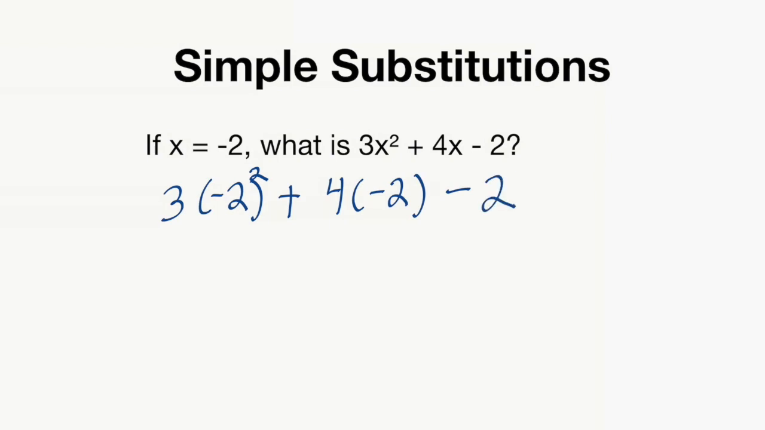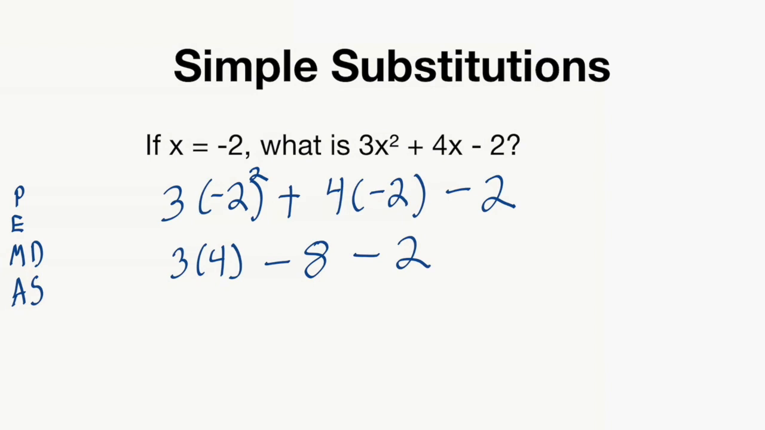Now let's solve it. Remember, we need to follow the PEMDAS order as we solve these equations. Parentheses, exponents, multiplication and division from left to right, addition and subtraction from left to right. So 3 times 4, negative 2 squared is 4, plus, now we can do some multiplication. 4 times negative 2 is negative 8, minus 2. Now I'll do this last multiplication. 3 times 4 is 12, minus 8, minus 2, and I end up with 4 minus 2 equals 2.